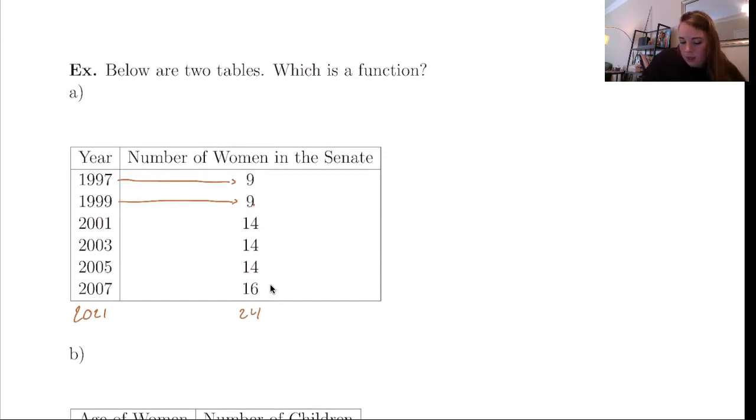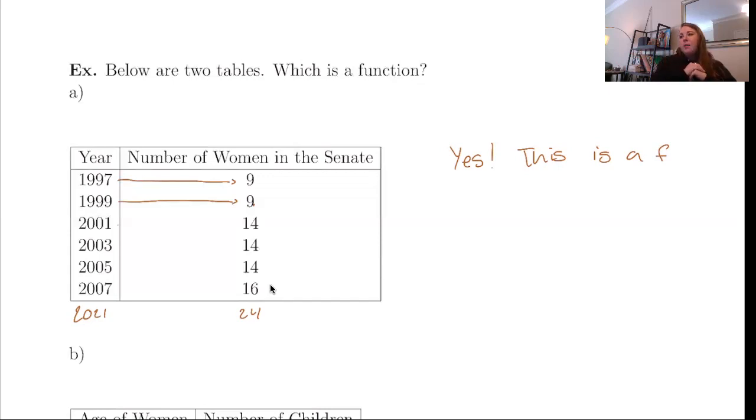So does every input have one output? Yes. This is a function. Even though these two things have the same output, that's fine. But that input, the year 1997, isn't going to 9 and 14. It's just going to 9. Each year is just giving me one output. It's okay that it's going to the same thing. So basically, my inputs have to be faithful. They can only go to one output.